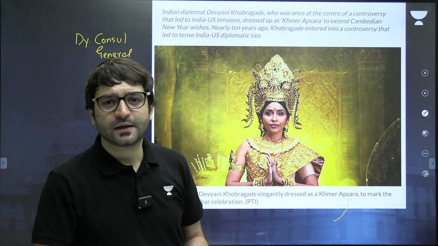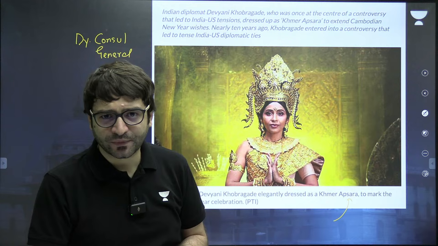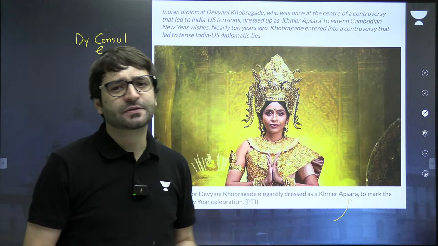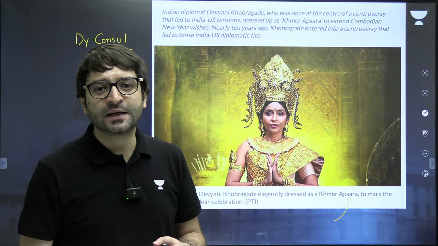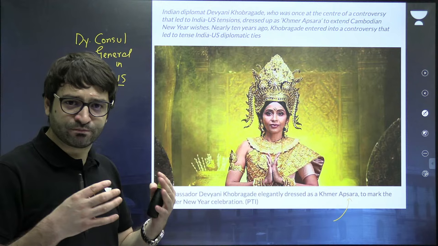But then there was an allegation against her that she had committed visa fraud. She had given incorrect statements to the authorities. There was a case that she was torturing her domestic maid, which she had hired from India. Her husband as well. Allegations. But then she was arrested. She was strip searched. And she was kept in prison with the drug addicts. India protested, saying this is a violation of the Vienna Convention on Diplomatic Relations. How can you arrest our diplomat? Because she enjoys complete immunity under the Vienna Convention on Diplomatic Relations.